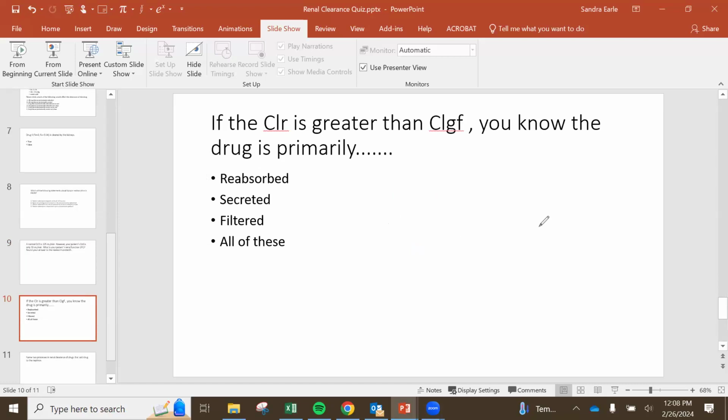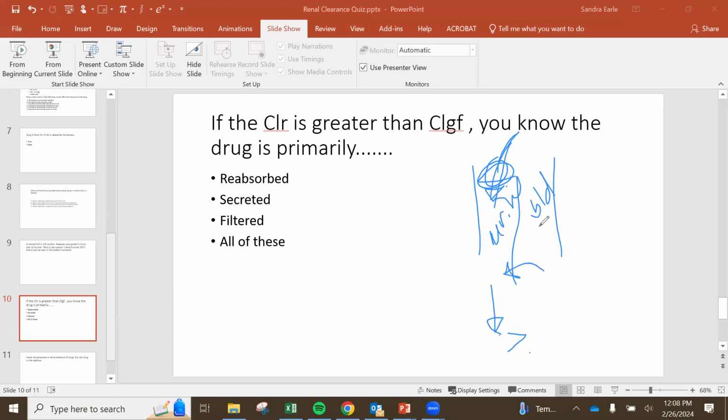If the renal clearance is greater than the filtration clearance, you know the drug is primarily, okay, so again, the way you want to think about this, what's coming into the tubule through the glomerulus, here's our nephron, here's our blood surrounding, so this is urine. So we have drug coming in through glomerular filtration. So if what's going out is greater than what came in, we had to have drug added, didn't we? So that's secretion, isn't it? So we had to have predominantly secreted.